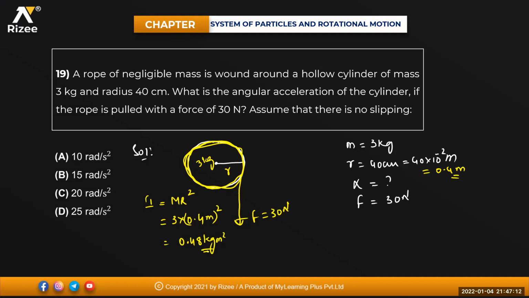So what is asking right now for me? What is the angular acceleration? That means alpha is equals to how much? That means I will be using the formula tau is equals to I into alpha. So alpha will be equal to tau by your I. I got it. I need to calculate the value of torque.